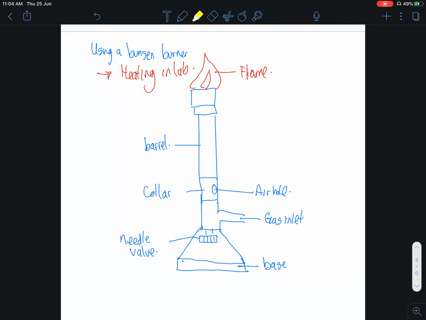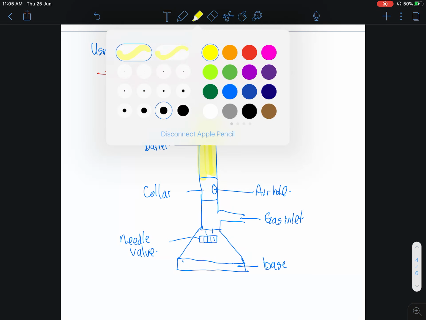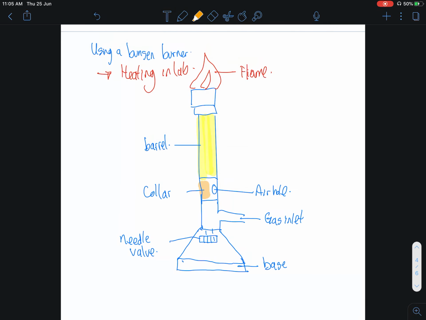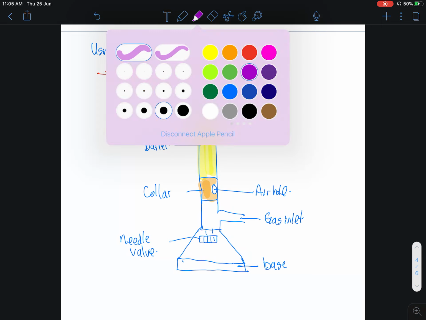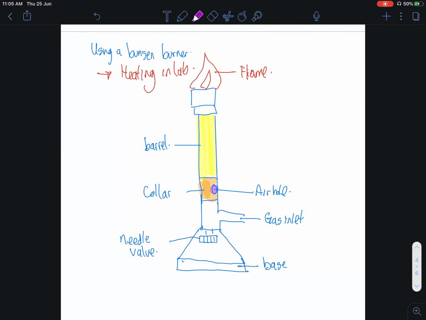What we have here is the barrel. The barrel is this column that allows the gas to flow up such that the flame will be at the top. Now, in order for this whole barrel to work, there are also other components, which are the collar. Then we have the air hole. The air hole is highlighted in purple. Then we have the gas inlet.